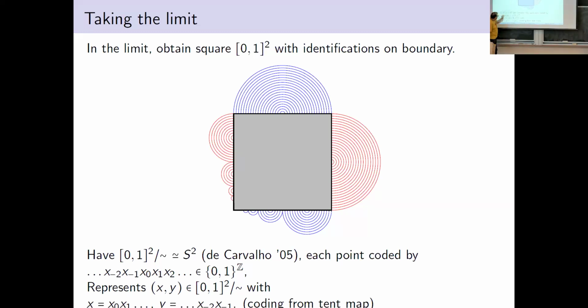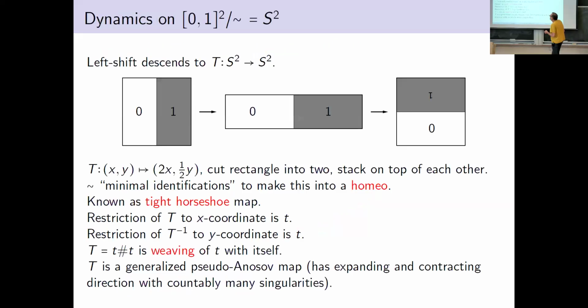And so the point here in this square is just represented by x and y. The positive indices will give you the x, and the negative indices will give you the y. And the coding here comes from the tent map, okay? So what is really this map? Here we have the square, and we think of the left as being coded by 0, the right as being coded by 1, and then in the x direction we stretch by a factor of 2, and in the y direction we contract by a factor of 1/2, right? And then we cut the rectangle in the middle and stack it on top of each other. And if you see here, the 1 is upside down, so we make it upside down.